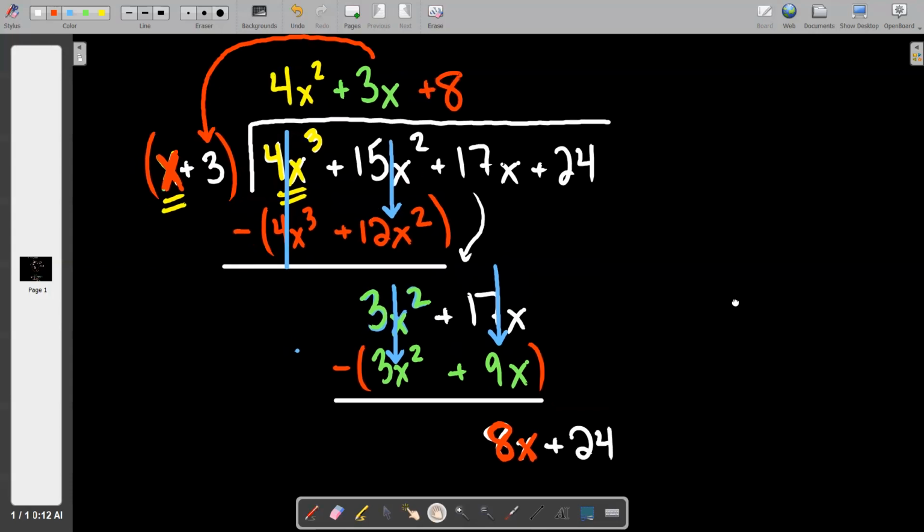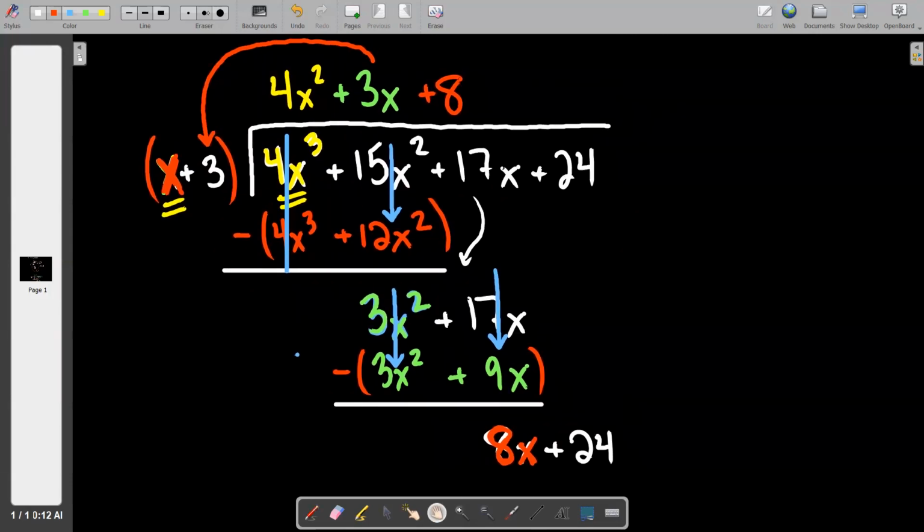And Kale, you asked a question about this a minute ago. So just so you're clear, what's about to happen now is this 8 on the outside is going to multiply by that, and it's going to multiply by that. What is 8 times x? So I'll put 8x down here. What is 8 times 3? And I'll put a 24 down here.